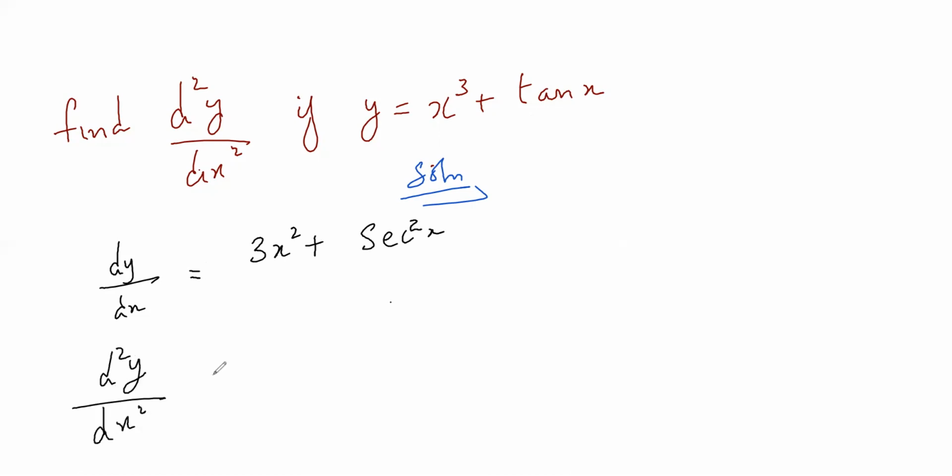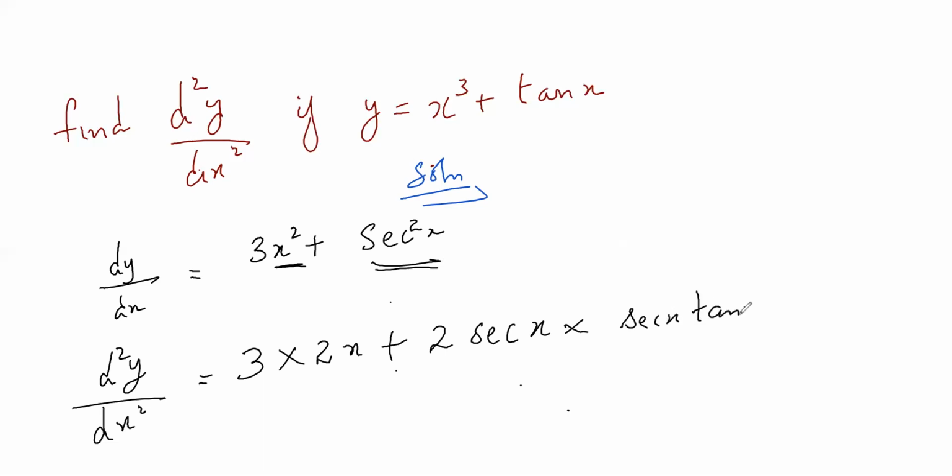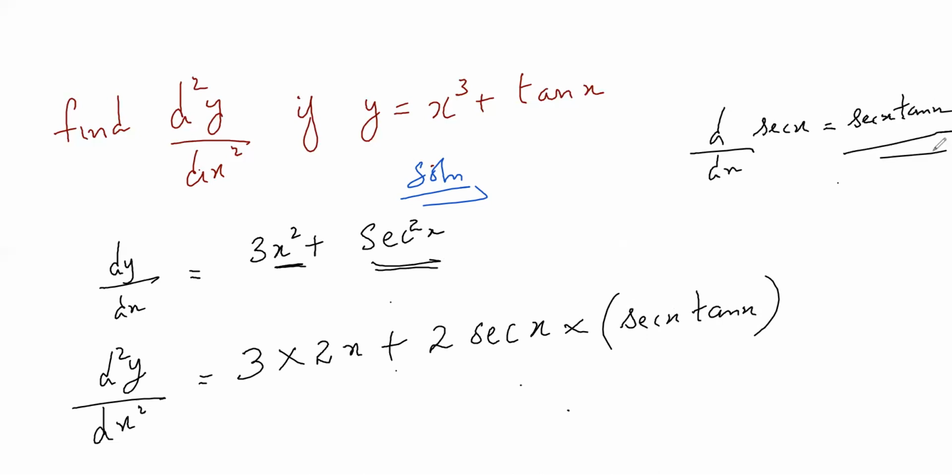Double differentiation. 3 is a constant. X square differentiation is what? 2x. Sec square x differentiation is what? n x power n minus 1. So 2 sec power 2 minus 2 sec x. And what is sec x differentiation? Sec x tan x. Those who don't know, I'm just writing out this thing here for you. Differentiation of sec x is nothing but what? Sec x tan x. Even if you don't know this thing, while we are doing, you automatically get it. So what is the answer? 6x plus 2 sec square x tan x.